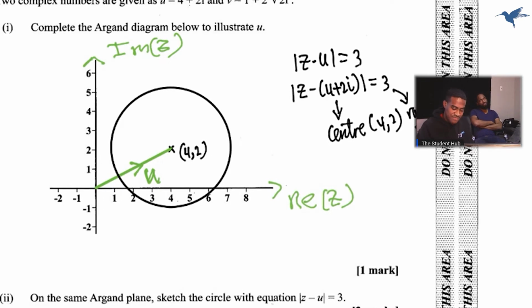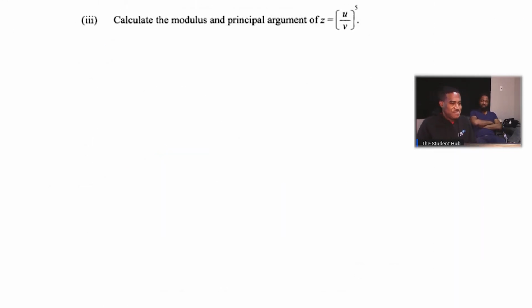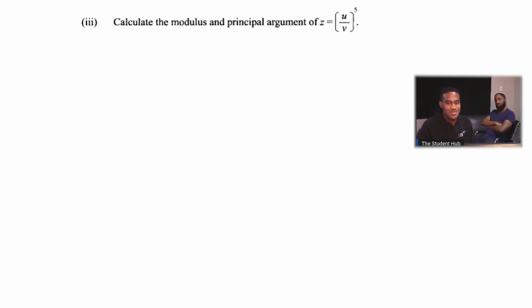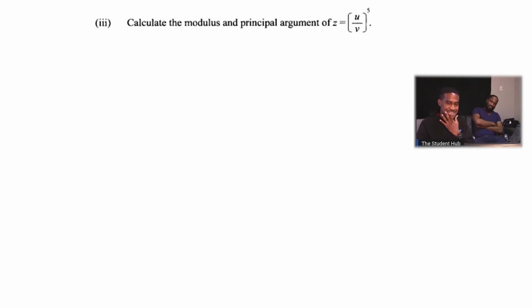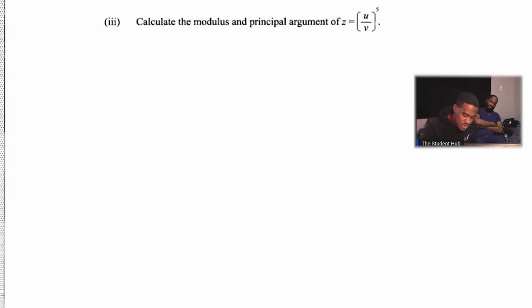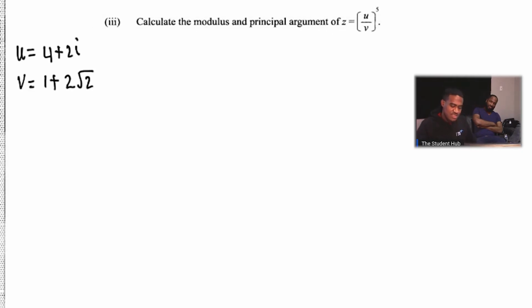Now we're looking at the final question. This is it. This is the big one. Yeah. Calculate the modulus and principal argument of z is equal to u on v to the power 5. Yeah, so they're asking us to find this. The first thing that would come to my mind is what u is. Let me write down what u and v is. Let me do that first. Try to see. Yeah, that is u and v, right? From the previous question, right? That's what they told us u and v was.